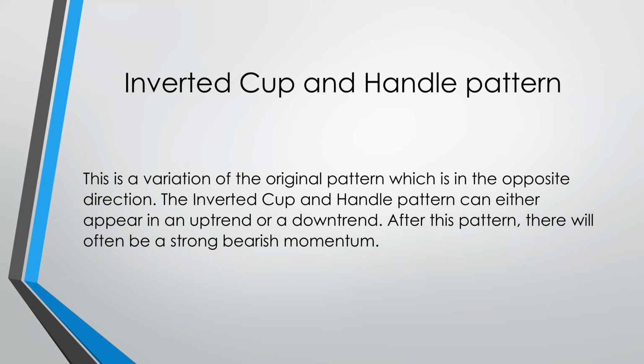So this was the cup. Now we look at the inverted cup and handle pattern, right? That cup and handle pattern is really when we're trading for a buy, for an uptrend, for a bullish market. That's when we see and we trade with the cup and handle. But now we have an inverted cup and handle pattern. And this is a variation of the original pattern, which is in the opposite direction.